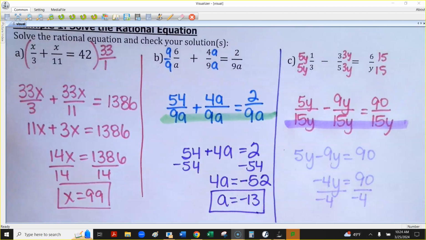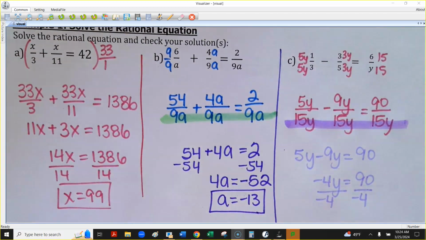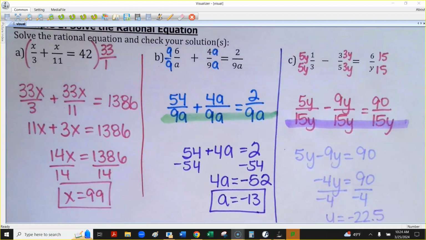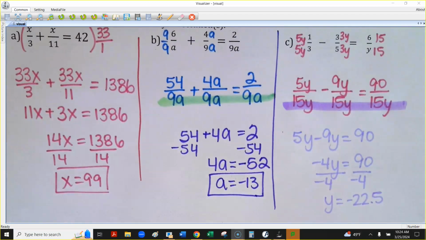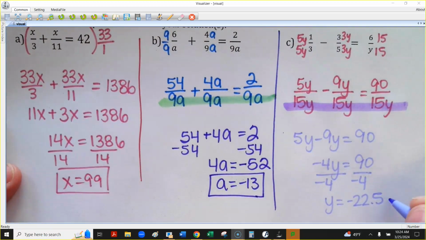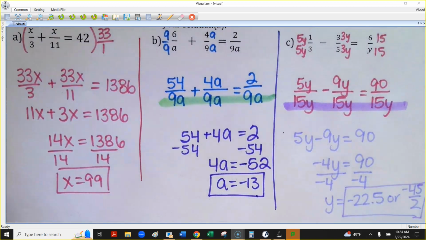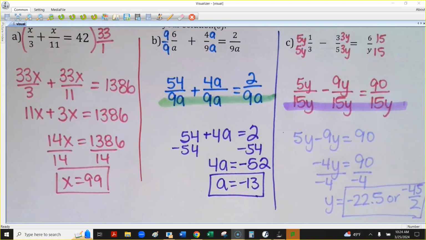And I don't think that's a nice number. It's not, but that's okay. I got negative 22.5. Or if you want to do a fraction, this is negative 45 over 2. Either way, whatever's easier for you. Is anybody having a question?